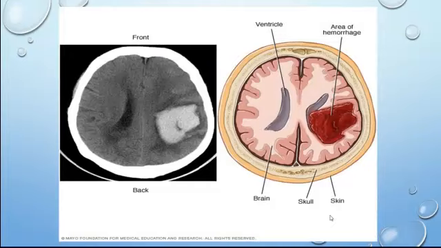Now, this is the picture of the intracranial hemorrhage, showing the whitish change in the image as we can see on the left side, while the diagram on the right shows the site of hemorrhage.